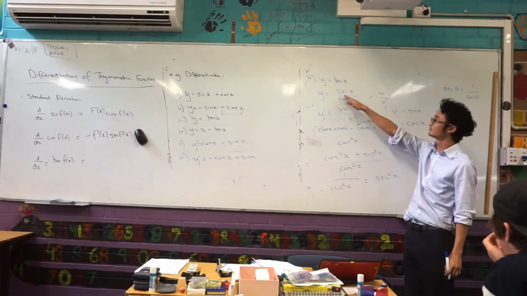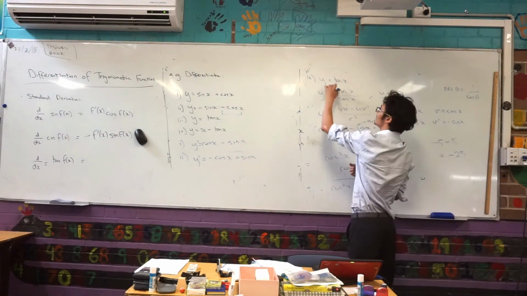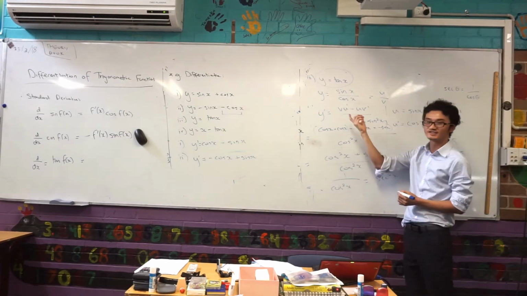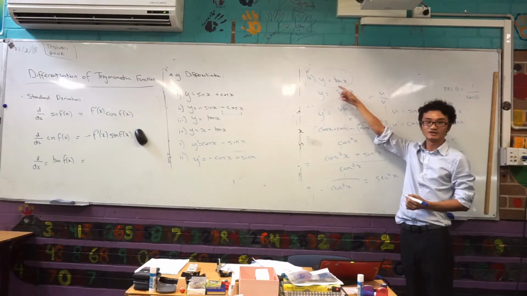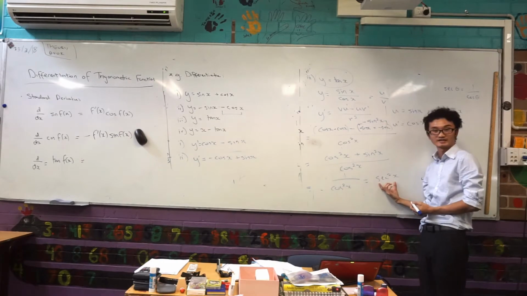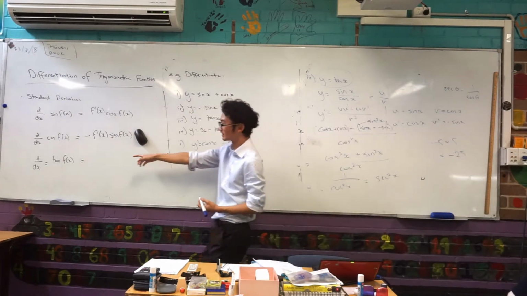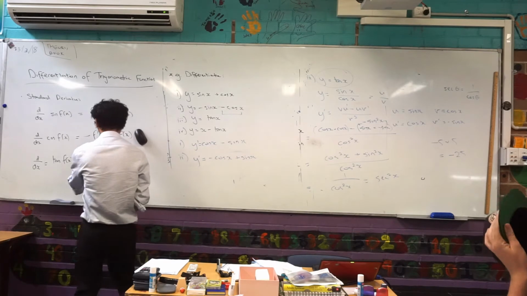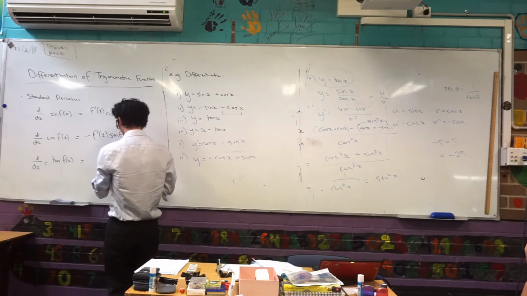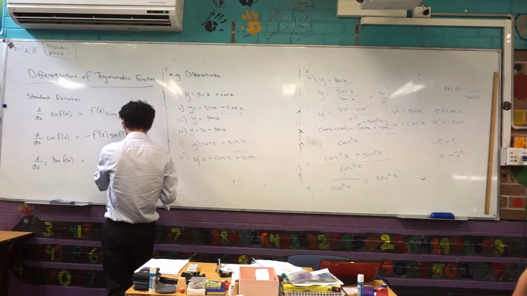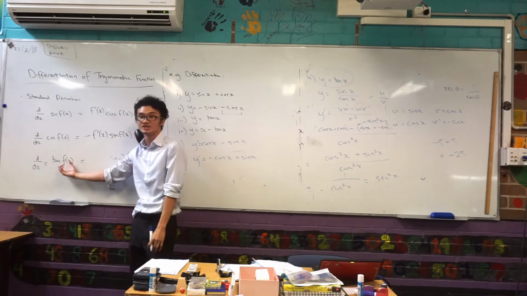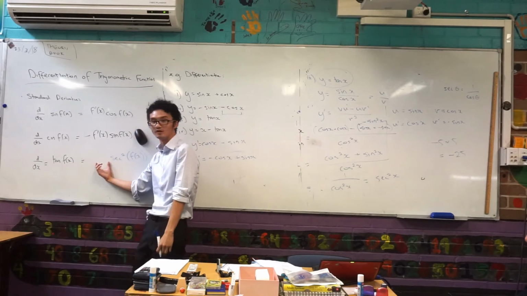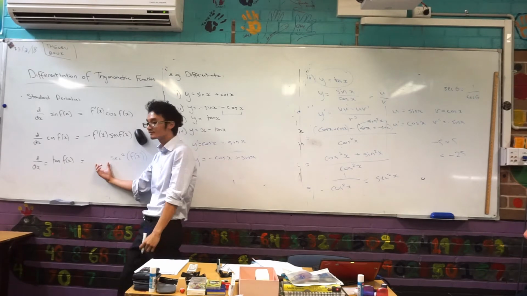So remember, what's the original question we're trying to answer? What is the derivative of tan of x? It turns out it's just sec squared of x, right? So I can come back to this one and fill it in now. That's just going to be sec squared of f of x. But remember, we are using the chain rule still here. So what do I need to put at the front? Yeah, f dash.